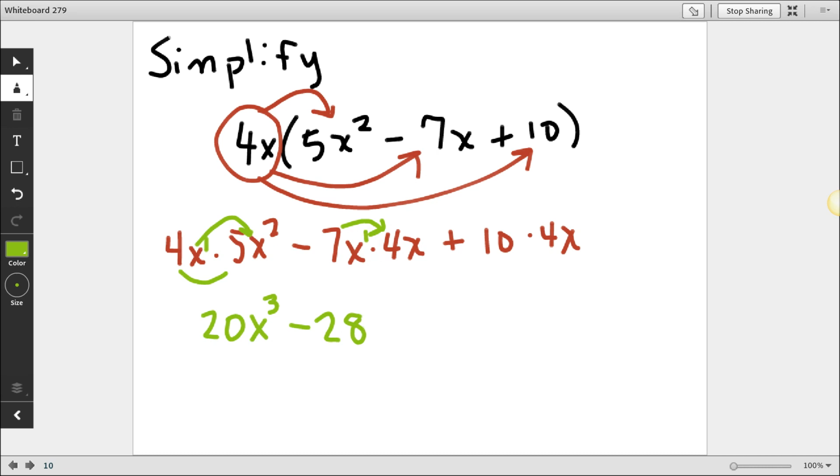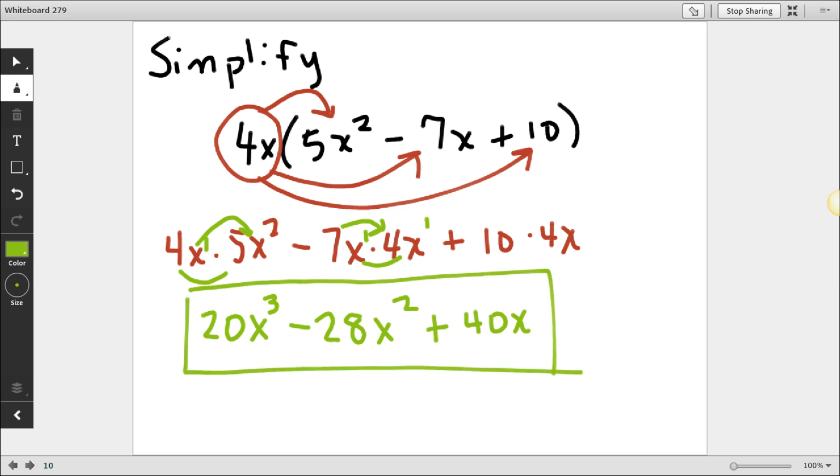And then each of these x's has an assumed 1 for an exponent. So x times x is x squared. And then finally, we've got 10 times 4, which is 40. There's nothing to multiply the x by, so it just comes along for the ride and sits right there. And that, ladies and gentlemen, is the final answer. We'll follow that same procedure for number 2 in the lesson.